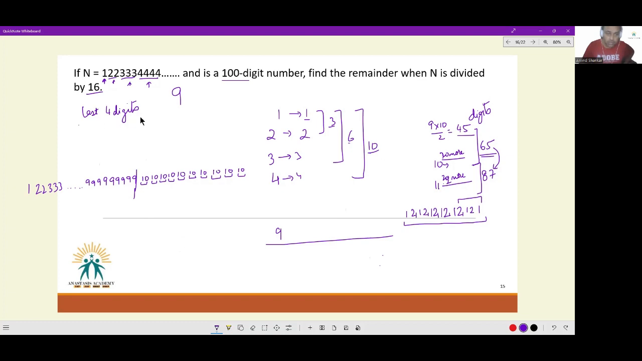Given that we were only concerned with the last four digits, we fill out the last 13 digits ourselves, and the last 13 digits also give us information about the last four digits, 2121. So 2121, we divide with 16, and we get our answer as 9. Very interesting question. Hopefully you learned something.